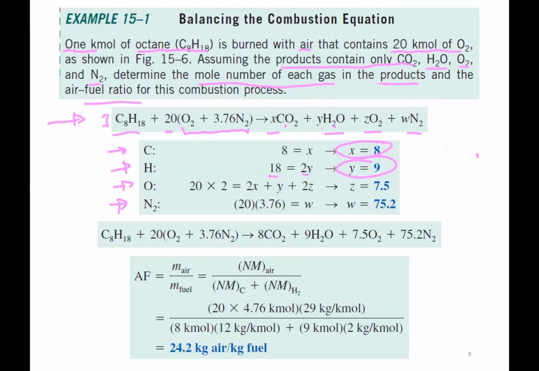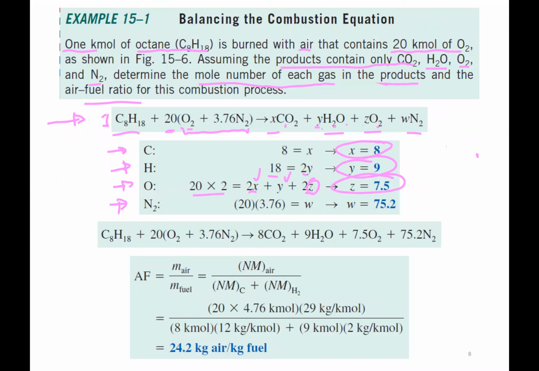Oxygen, the oxygen balance is usually the most number of terms. So we have 2 times 20 on the left. Then on the right, we have 2 times X, Y times the 1, and 2 times Z. We already solved X and Y, so the only unknown is Z, so we get our Z, our leftover oxygen on the right.